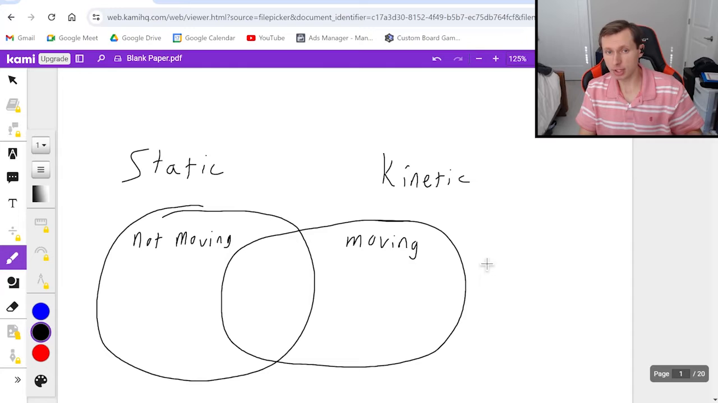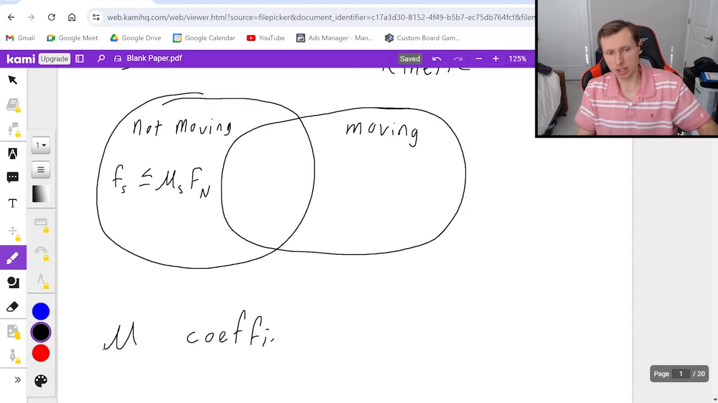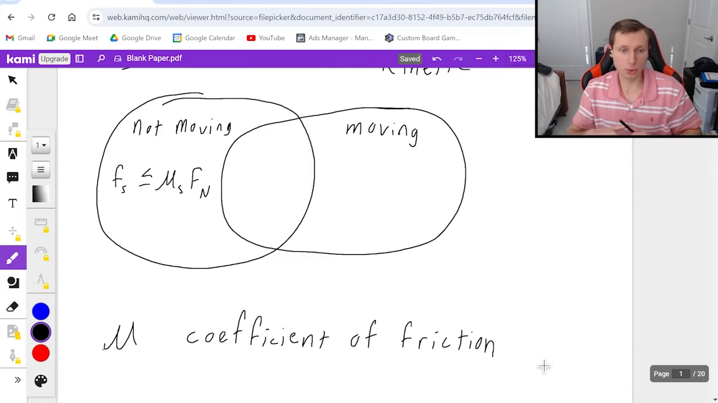Static friction and kinetic friction do have different equations. I like to say for static, Fs, static friction force, is less than or equal to mu s times the normal force Fn. Now I have to explain what the coefficient of friction is. This symbol, the Greek letter mu, stands for coefficient of friction. It basically describes how rough or how smooth a surface is. Higher coefficient of friction, more friction. Lower coefficient of friction means it's more slippery, like ice.